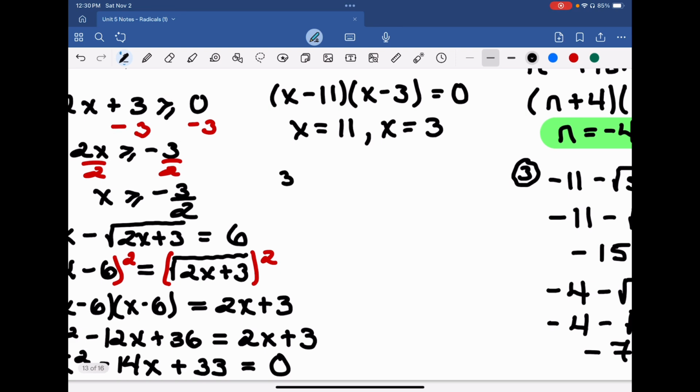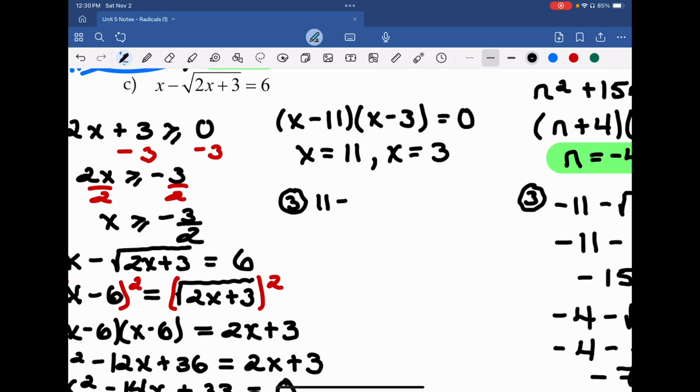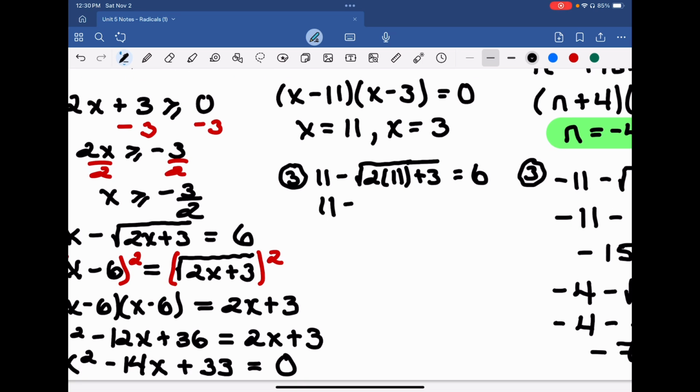Now from here, we just need to verify and see which ones work. For part number 3, the original tells me that it's 11 minus the square root of 2 times 11 plus 3 is supposedly equal to 6. I want to make sure it's all included under the radical. That means we have 11 minus, 2 times 11 is 22, 22 plus 3 is 25. Square root of 25 is 5. So 11 minus 5 is equal to 6, equals 6. Therefore, left-hand side equals right-hand side, and we're satisfied for that first value.